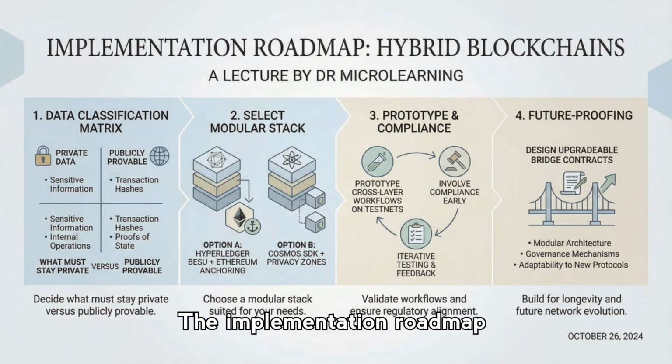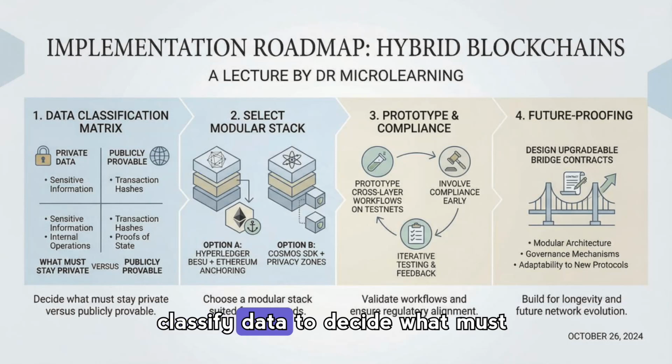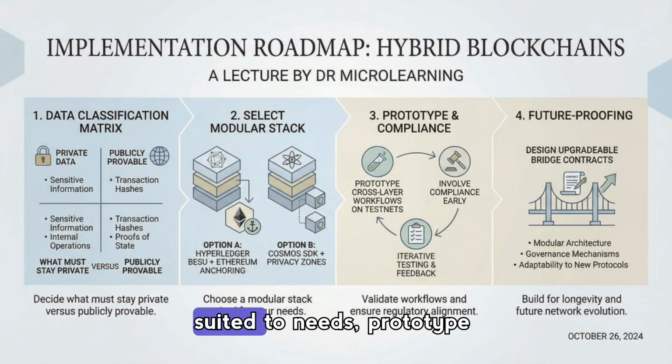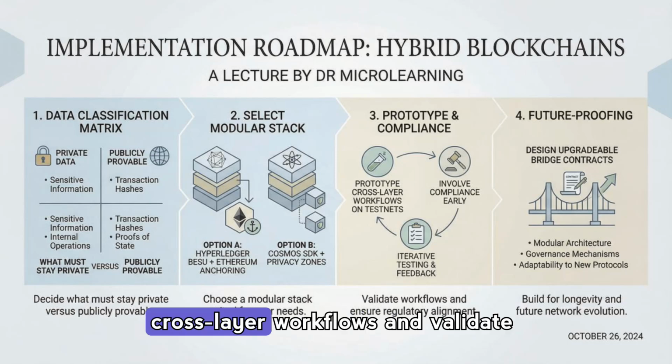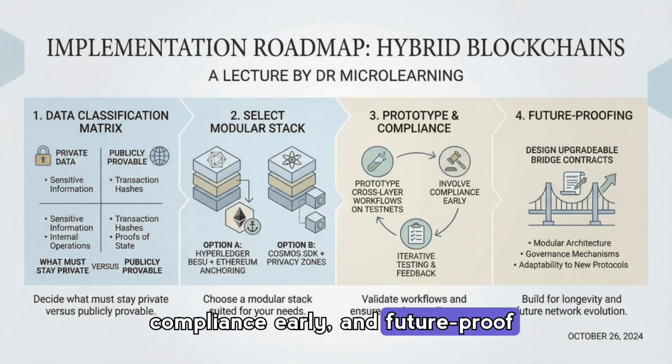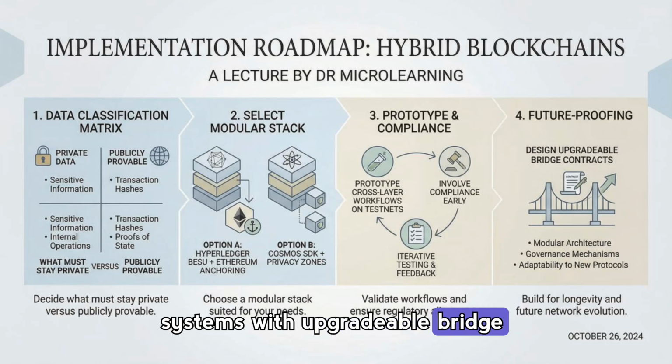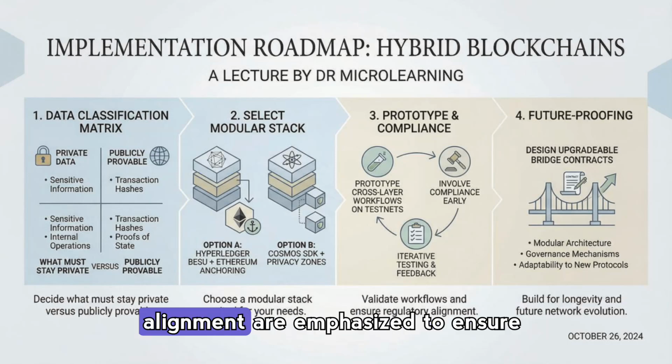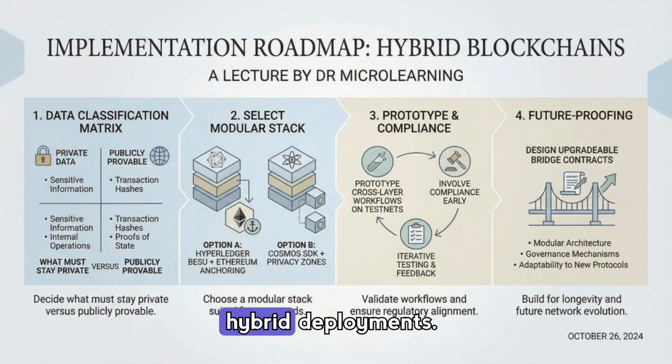The implementation roadmap outlines 4 practical phases: classify data to decide what must remain private versus publicly provable, choose a modular stack suited to needs, prototype cross-layer workflows and validate compliance early, and future-proof systems with upgradable bridge contracts and modular governance. Iterative testing and regulatory alignment are emphasized to ensure longevity and smooth evolution of hybrid deployments.